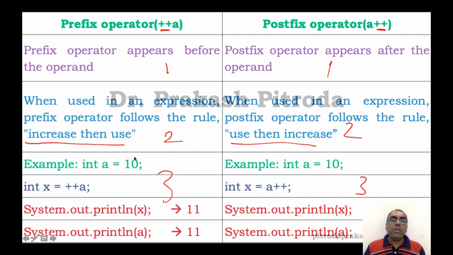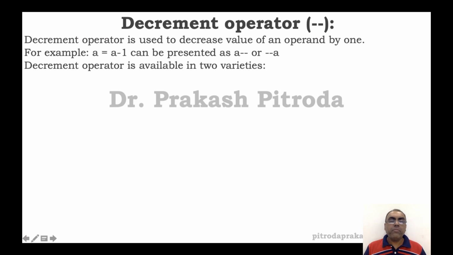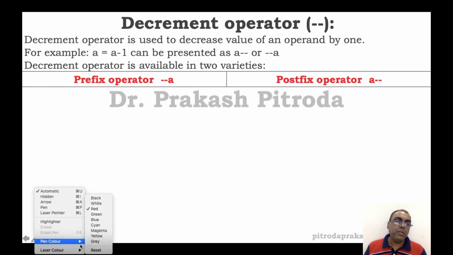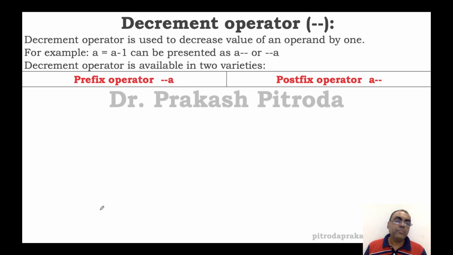The decrement operator works in a similar way to what plus plus does. It is just that in this case it is going to decrease the value of A by 1. Let me take a pen over here. So in this case it decreases the value of an operand by 1. It is written as minus minus A or A minus minus. When an operator comes before the operand, it is a prefix. When it comes afterward, it is a postfix.